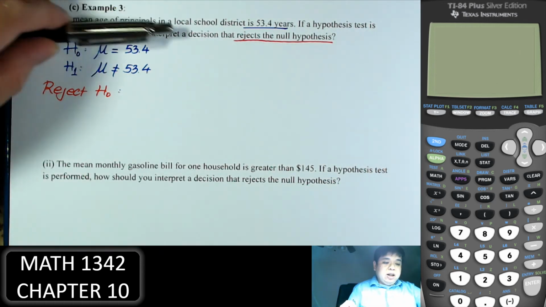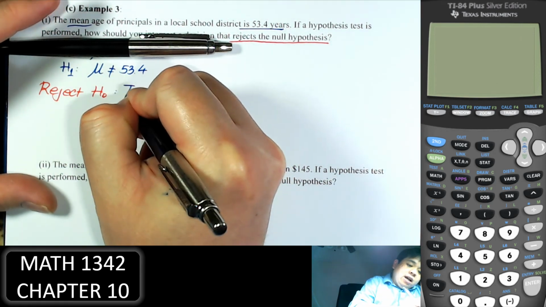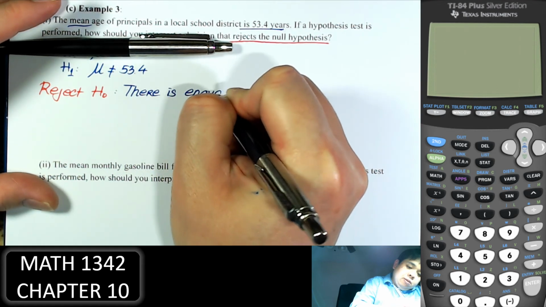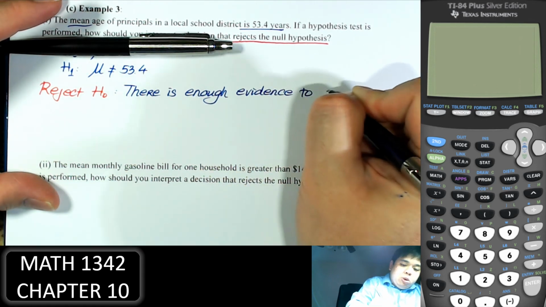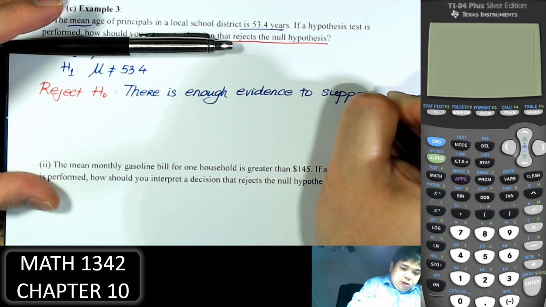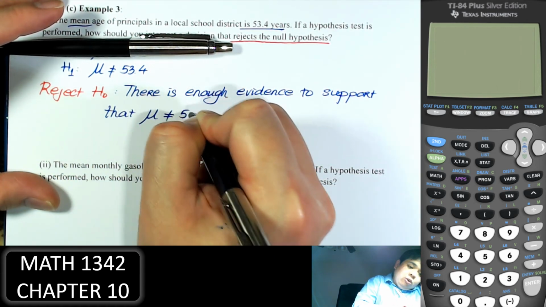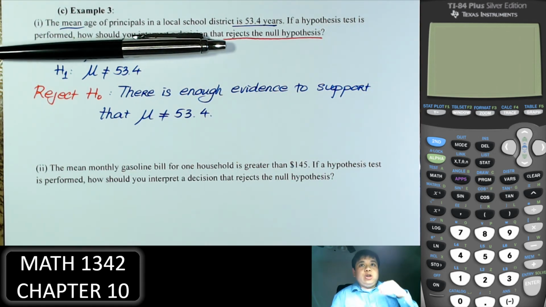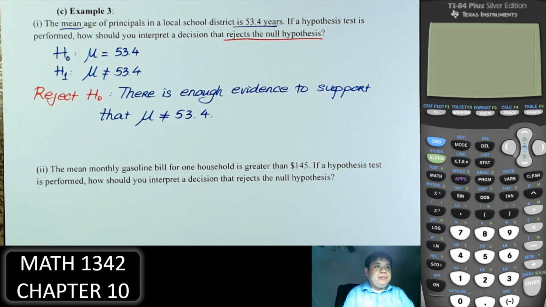So when we reject, the language will be as follows. If we reject the null hypothesis, we say there is enough evidence to support that the mean is not equal to 53.4. Right. So just like saying there is enough evidence to conclude that the person is guilty. That's where we reject the notion of H0.